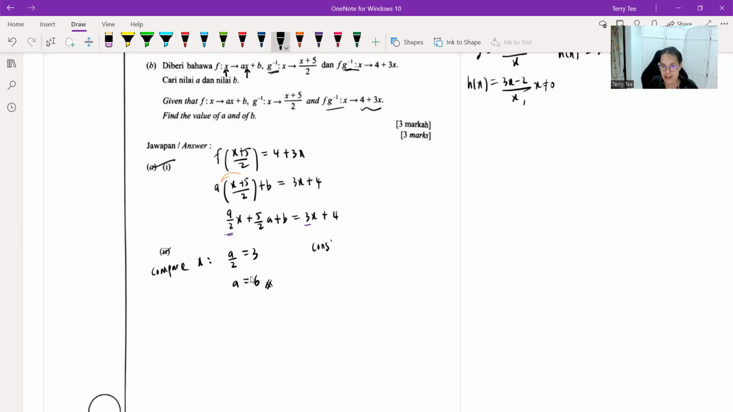The second one, we compare the constant. Constant is a number without any x, the term without any x. So we have 5 over 2 a. Since my a is 6, plus b, the result is 4. 6 and 2 can cancel, left with 3. 5 times 3 is 15, right? Bring the 15 over. 4 minus 15, b is negative 11.